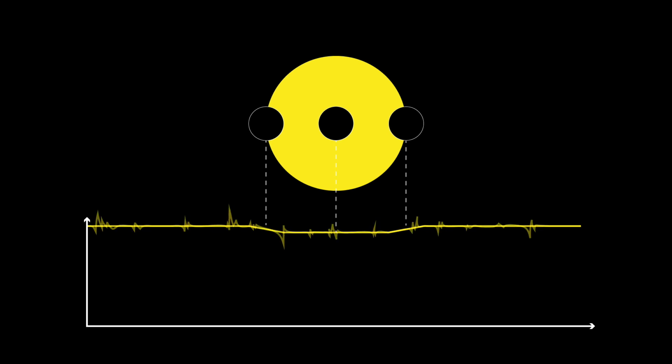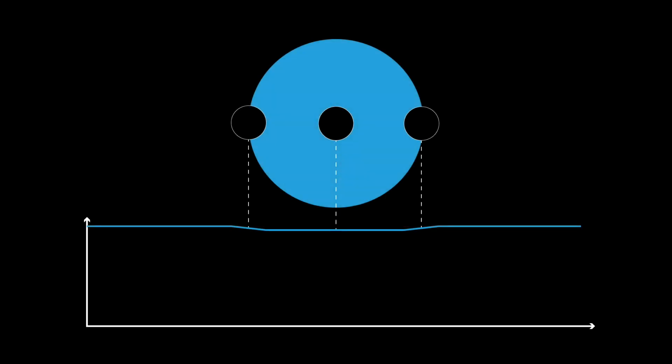Real data is messy. As a planet passes in front of the star, it will block some of the star's light we observe and cause a dip in the brightness curve. The size of the dip will depend on how large the planet is compared to the star. If the planet is large compared to the star, the dip will be deeper. If the planet is small compared to the star, the dip will be shallower.